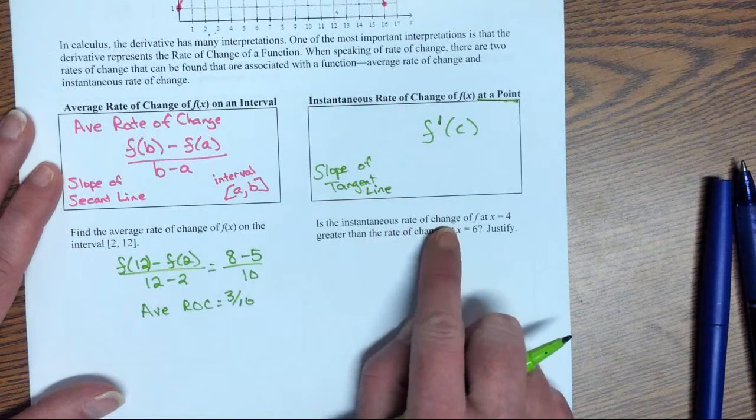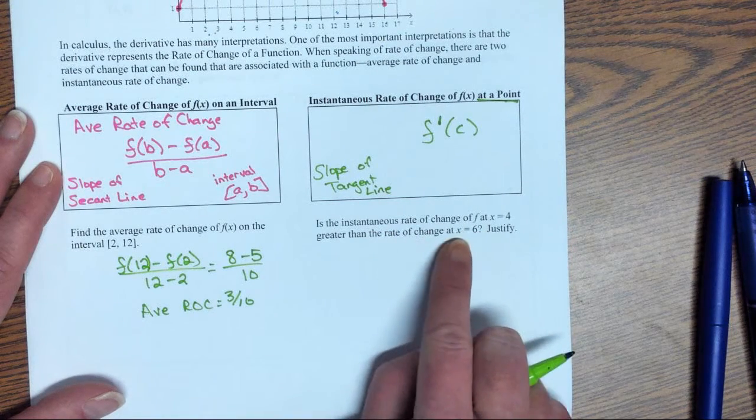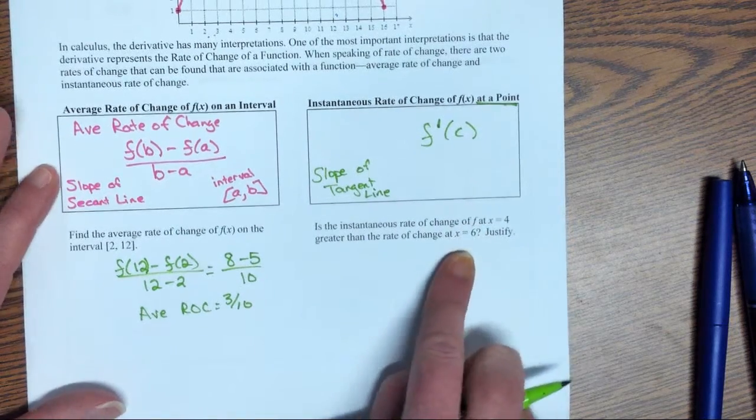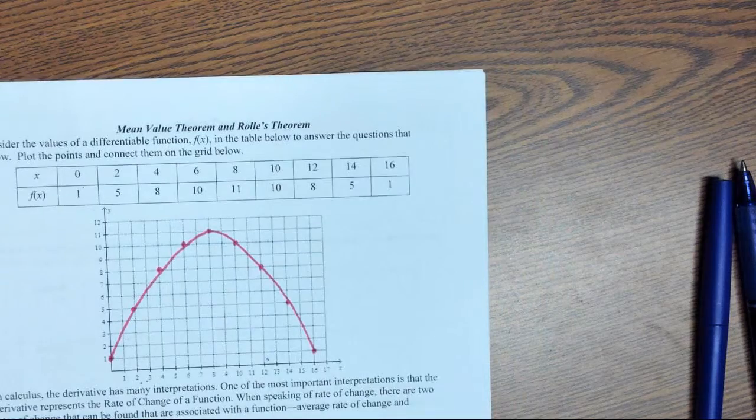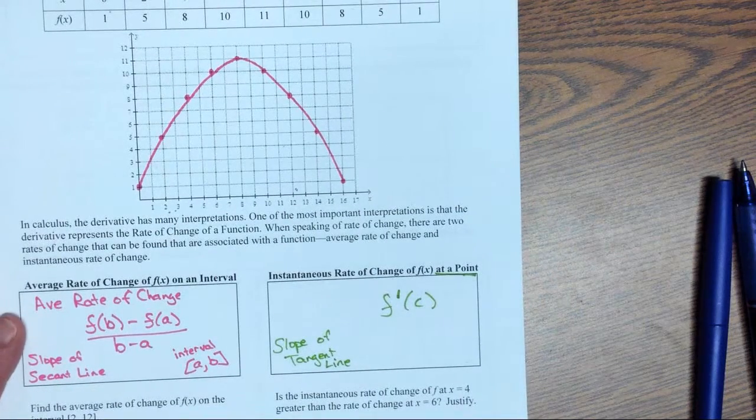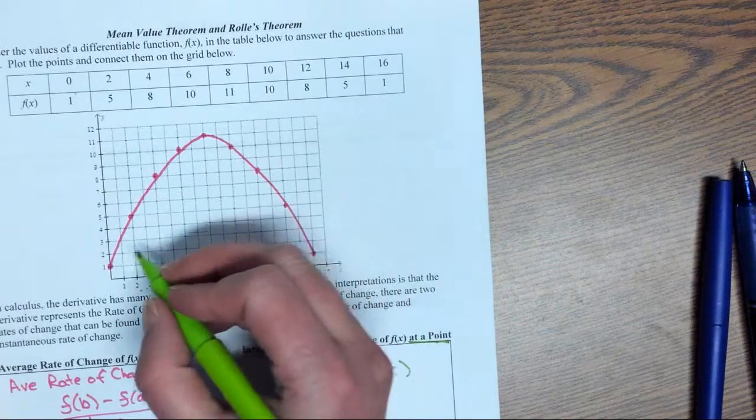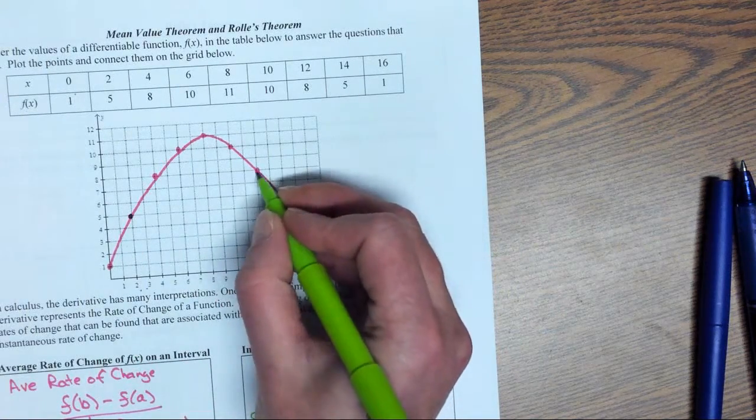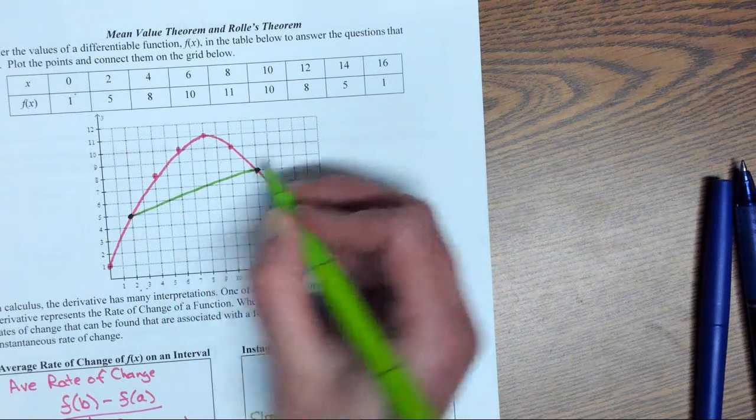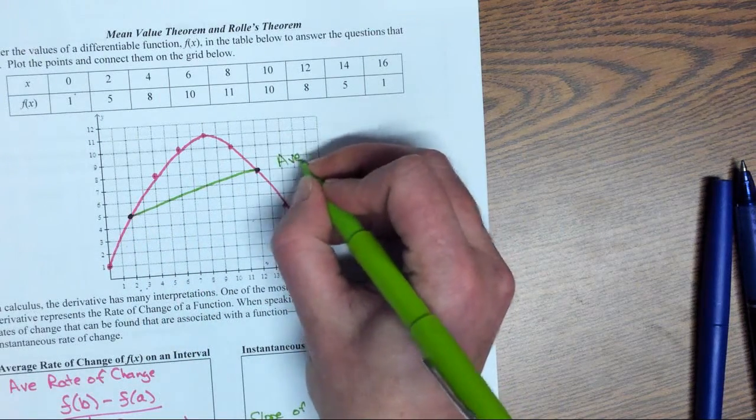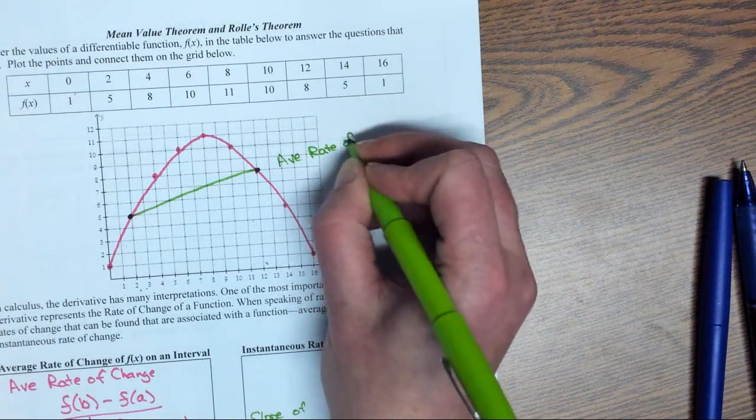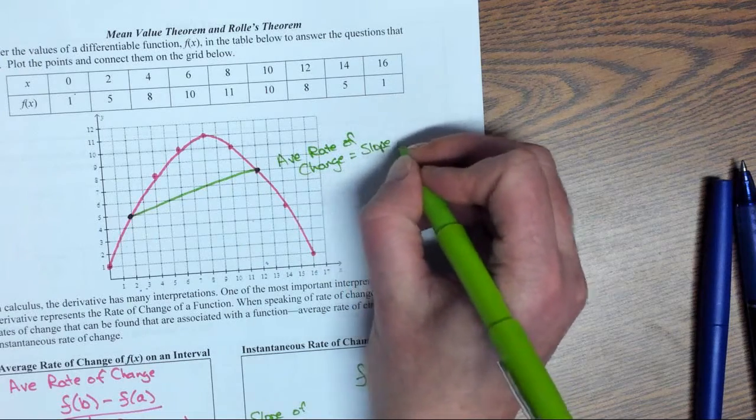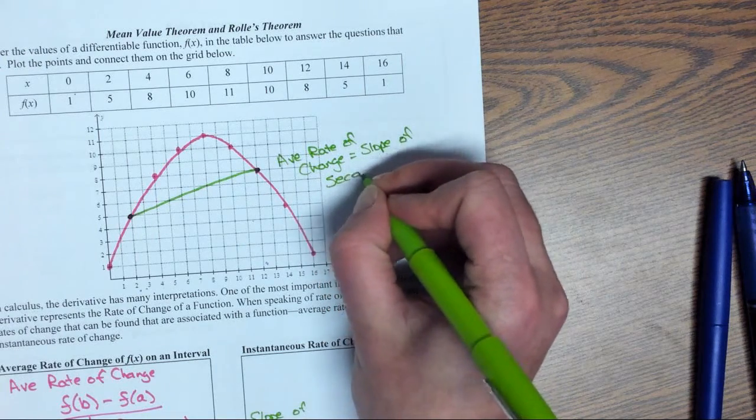This asks, is the instantaneous rate of change at 4 greater than the rate of change at 6? So we're going to be comparing the slope of the line at 4 and the slope of the line at 6. So let's make sure we understand what we're doing there. On the first one, the average rate of change from 2 to 12, that's really finding the slope between these 2 points. Average rate of change equals the slope of the secant line. It's going through 2 points, secant line.